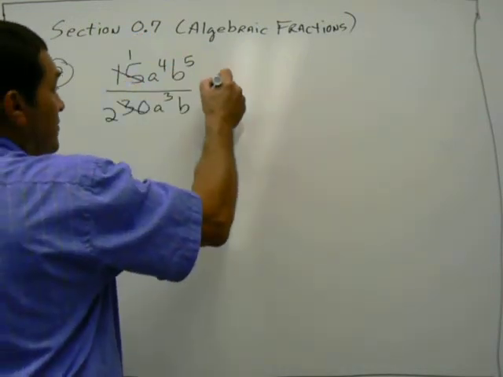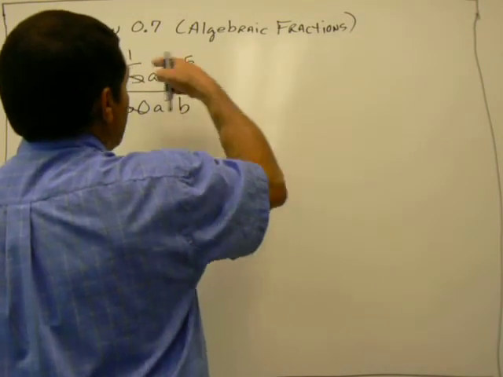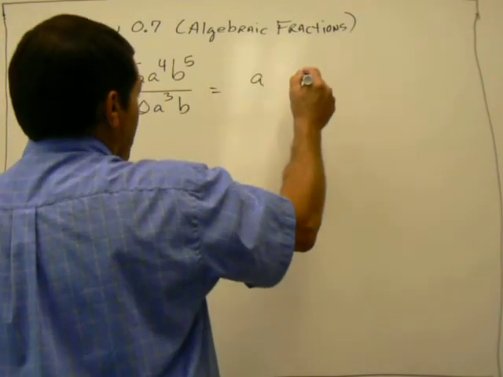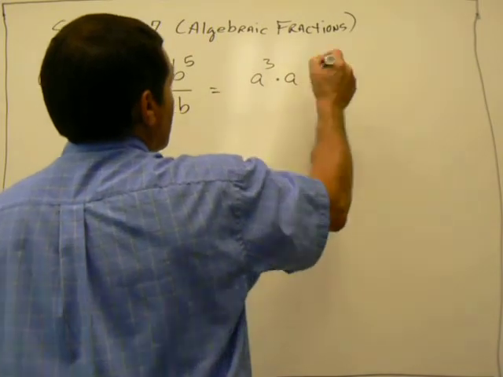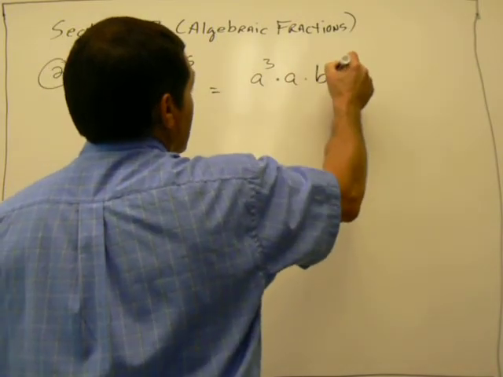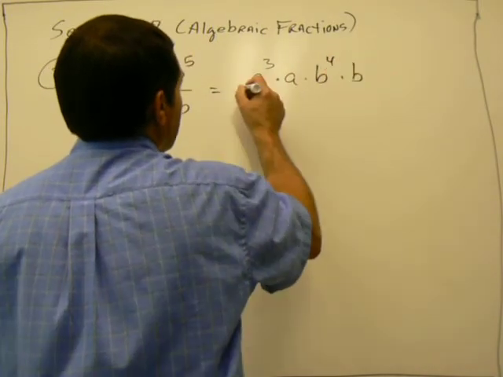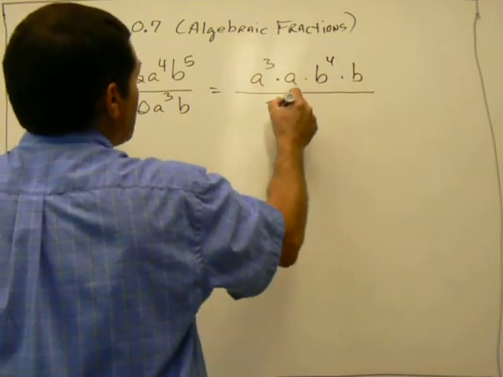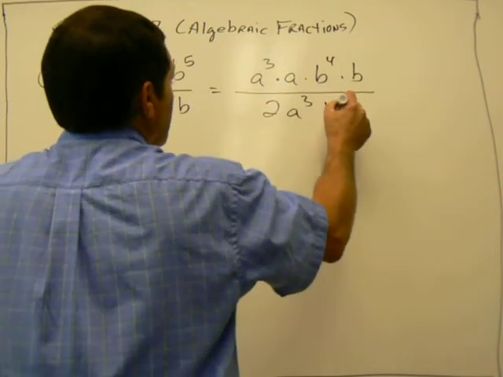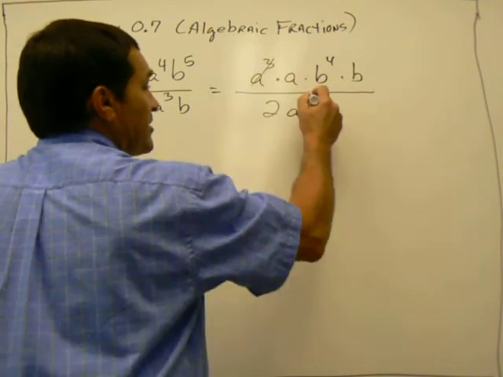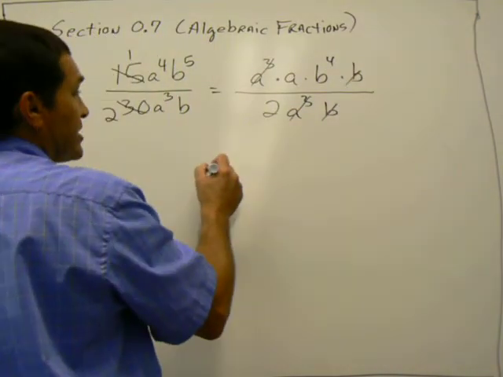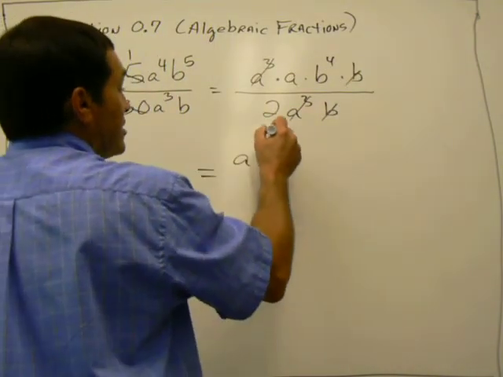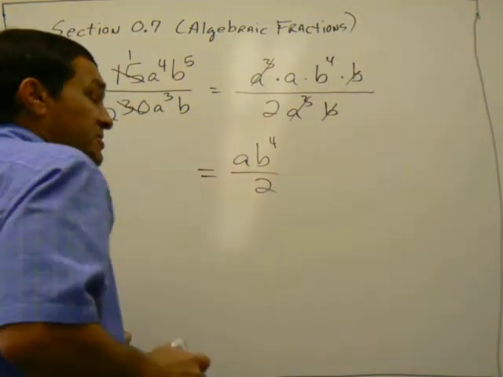If I have a to the 4th, I could think of that as, if you have 1 times a to the 4th, it'd just be a to the 4th. But a to the 4th you can think of as a cubed times a, b to the 5th as b to the 4th times b, over your 2, a cubed, b. The a cubed factors are common factors, the b factors are common factors, and you get a final answer of a, b to the 4th, over 2.